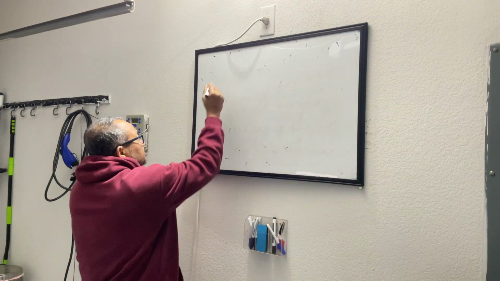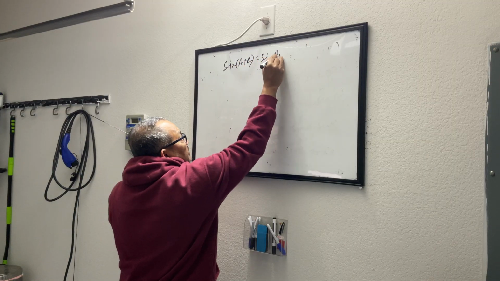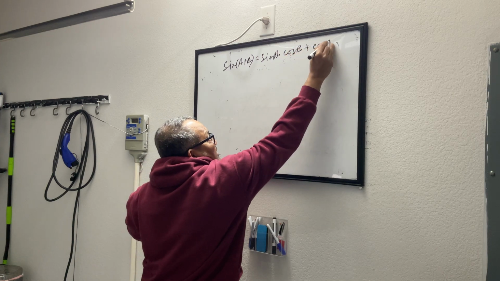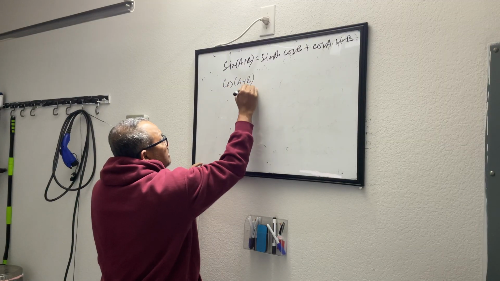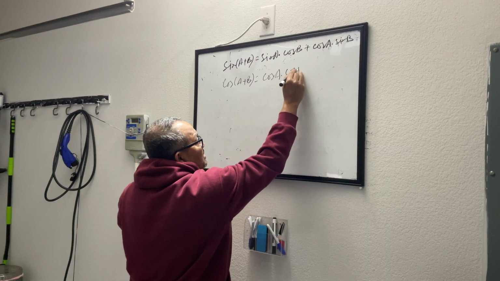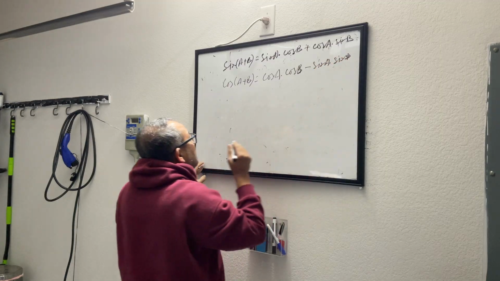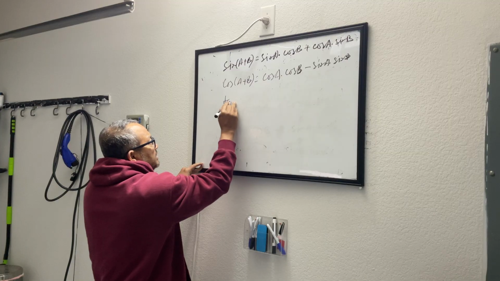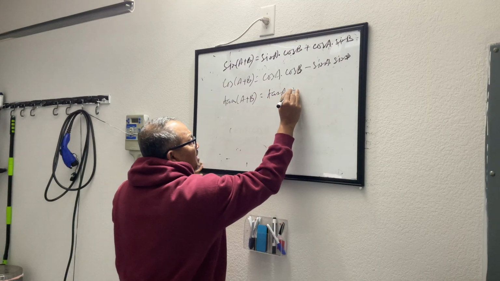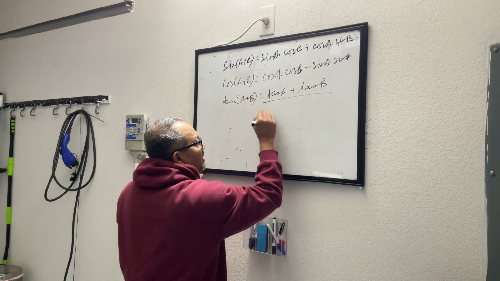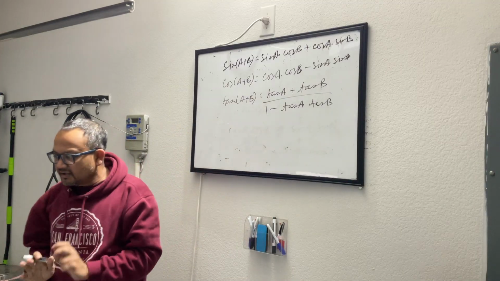Okay. So the first formula was sine of A plus B equal to sine of A cos of B plus cos of A sin of B. Second one was cos of A plus B equals cos of A cos B minus sin of A sin of B. Third formula that we learned or derived was tan of A plus B equals tan of A plus tan of B divided by 1 minus tan of A times tan of B. Yeah? These are the three formulas we learned.